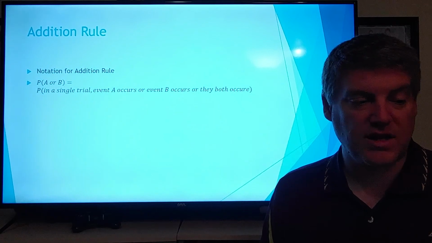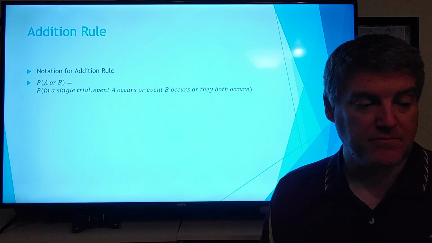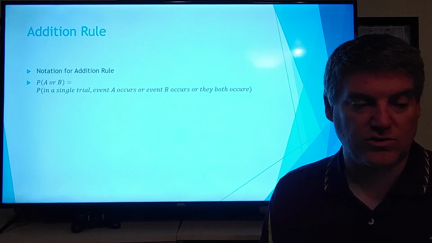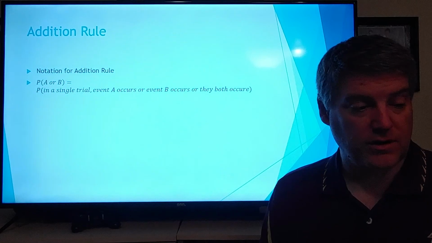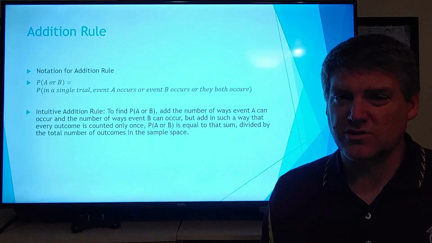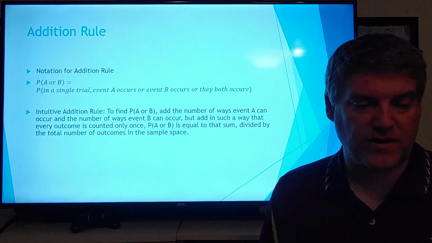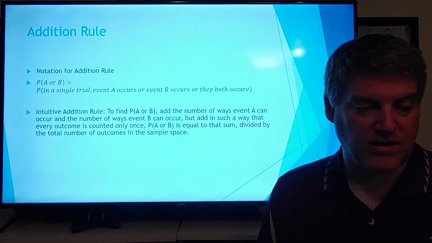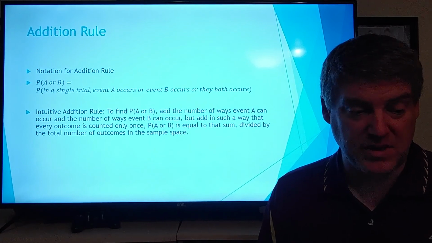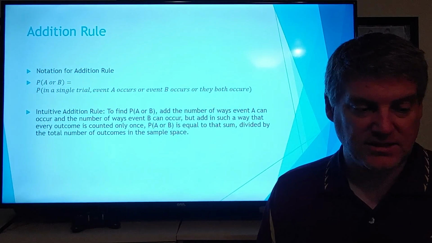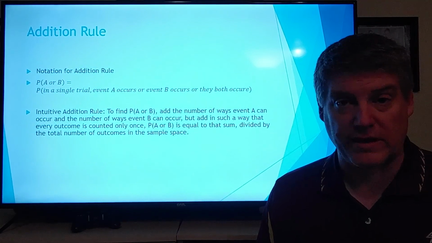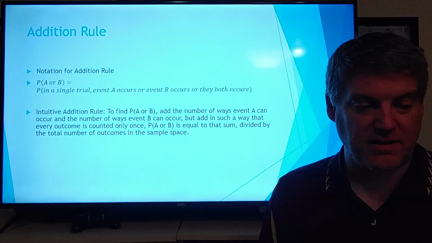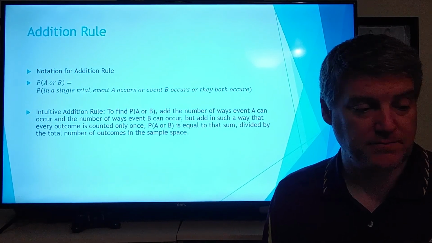P, the probability of A or B is equal to the probability that in a single trial, event A occurs or event B occurs, or they both occur. So the intuitive addition rule: to find the probability of A or B, add the number of ways event A can occur and the number of ways event B can occur, but add in such a way that every outcome is counted only once. The probability of A is equal to that sum divided by the total number of outcomes in the sample space.